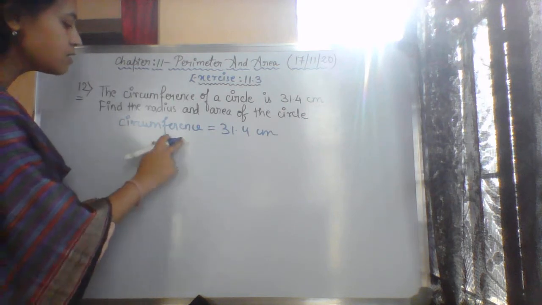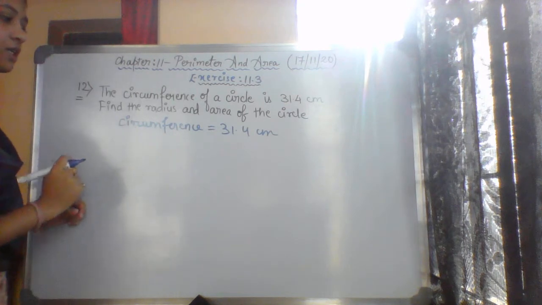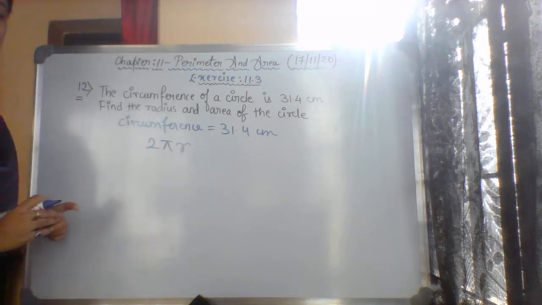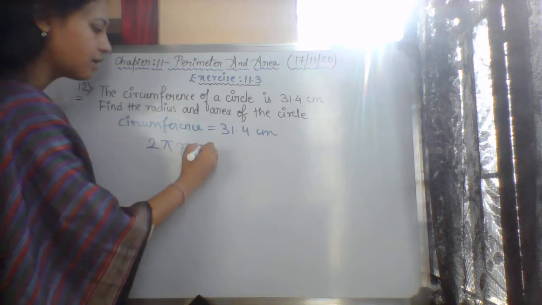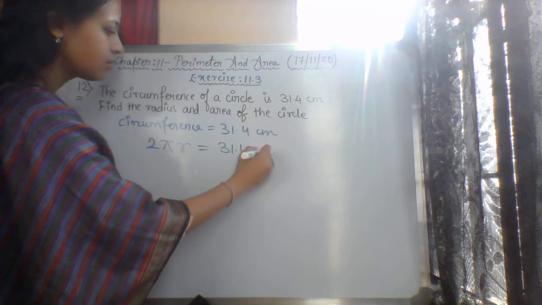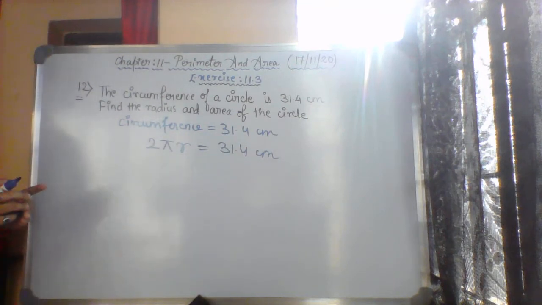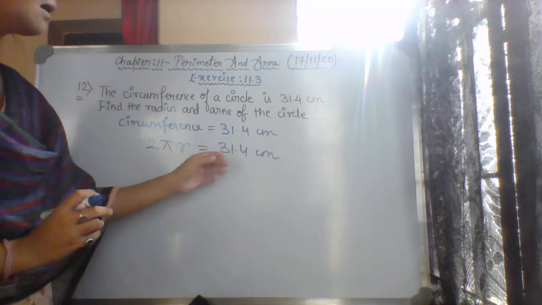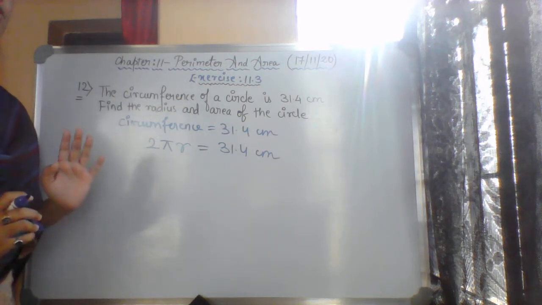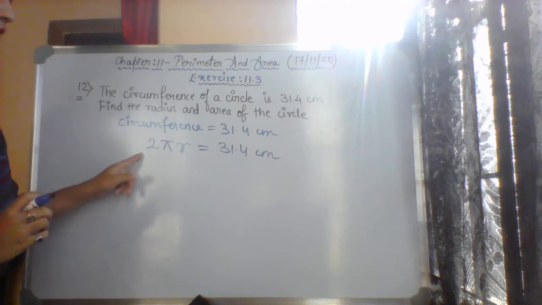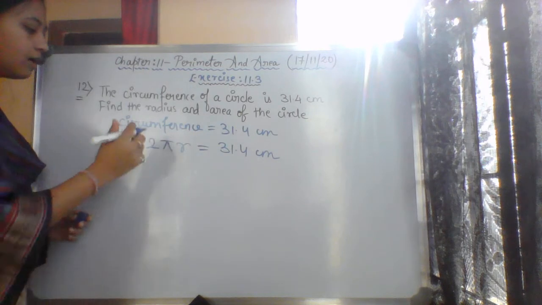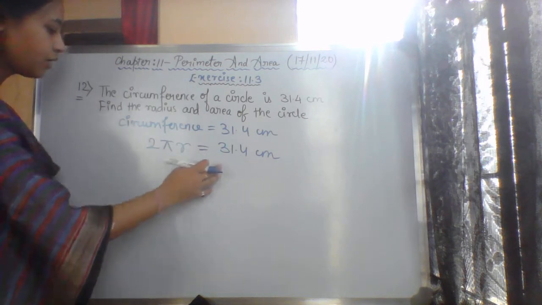So circumference means, what is the formula for the circumference of a circle? Yes, 2 pi r. The circumference of a circle equals, the value is this much, 31.4 centimeter. Clear? So I'm writing only the given part and deriving step by step. So circumference I know is 2 pi r for a circle. So 2 pi r equals 31.4 centimeter.